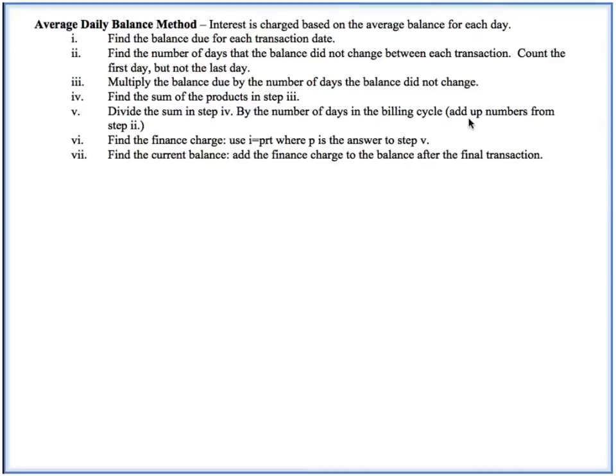Okay, and to get that you can add up the numbers from step 2, the total number of days. Then to find the finance charge you can use I equals PRT, and you're going to use P as the answer to step 5, or your average daily balance. Then to find your current balance you're going to add the finance charge to the balance at the final transaction. So just keep these steps handy to follow, and we'll go through an example here showing how these work.